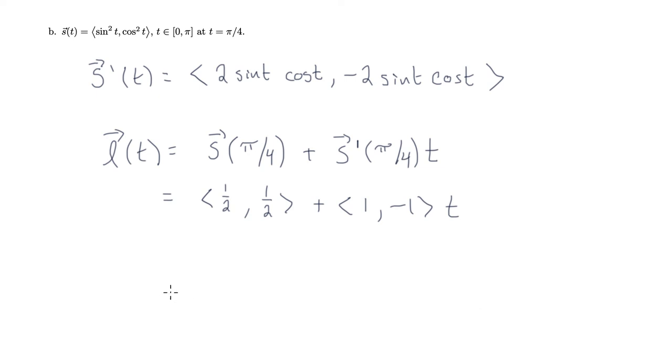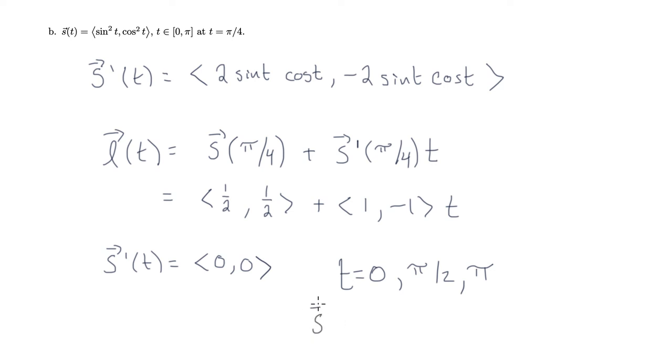And so where is this function not smooth? Well, we want the derivative to be 0, and that's actually going to happen when either sine is 0 or cosine is 0, but between 0 and pi. So t equals 0, t equals pi over 2, and then t equals pi. S will not be smooth. And that corresponds to points where it stops and then turns around.